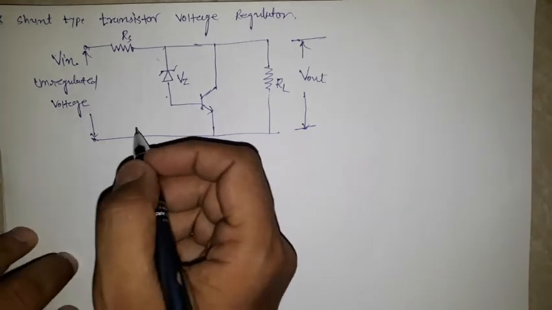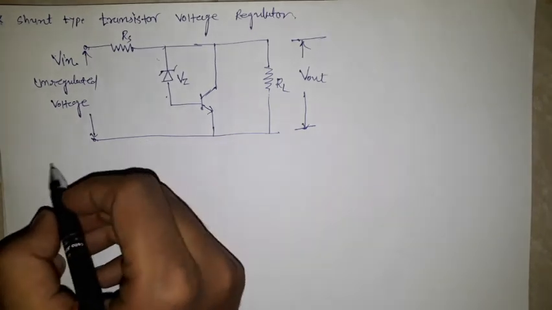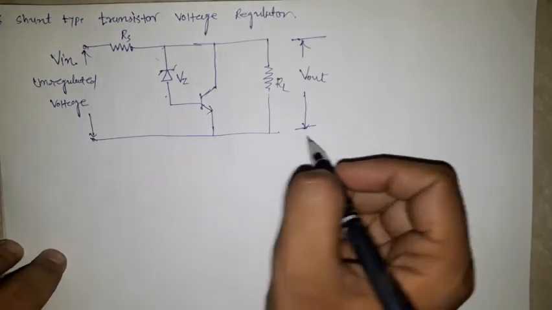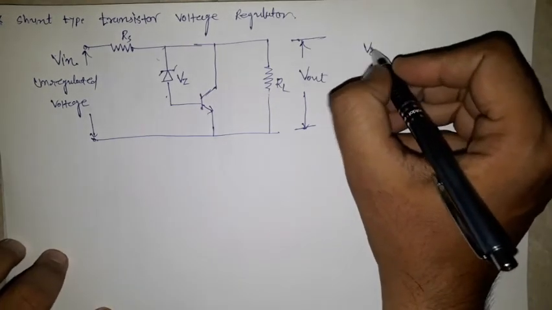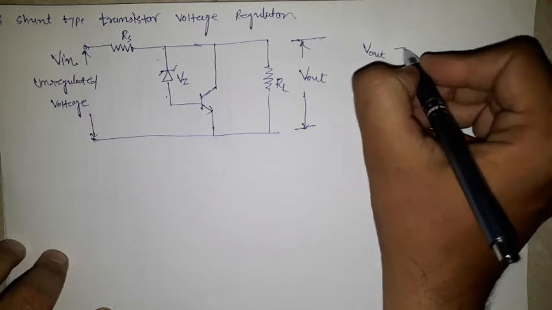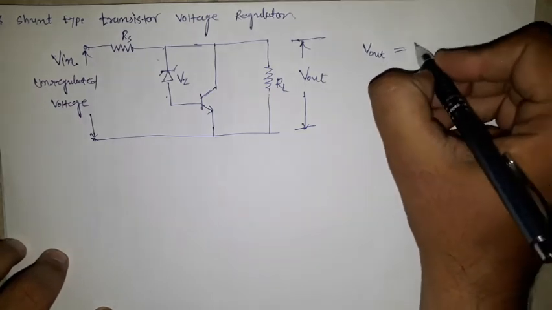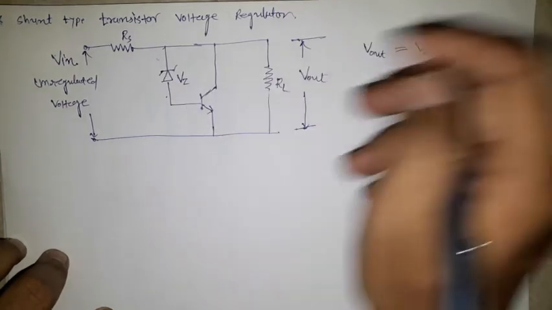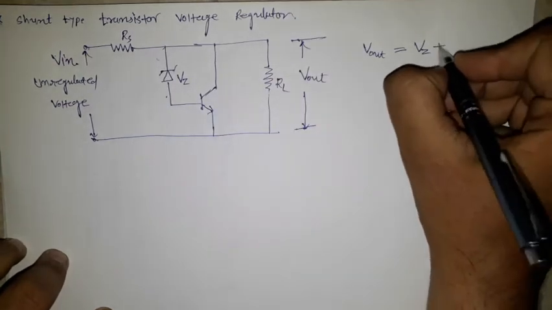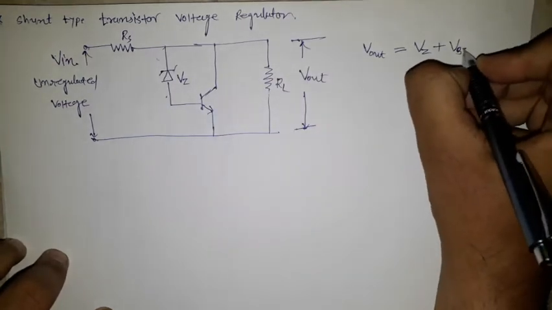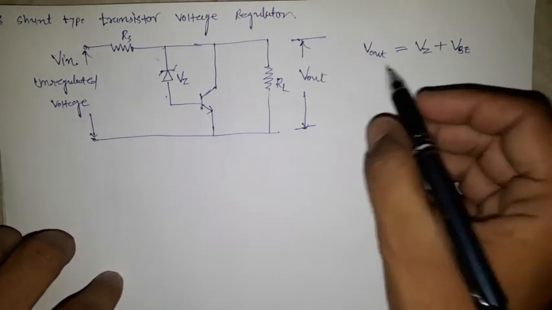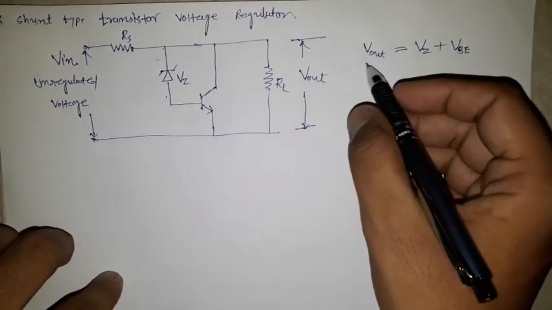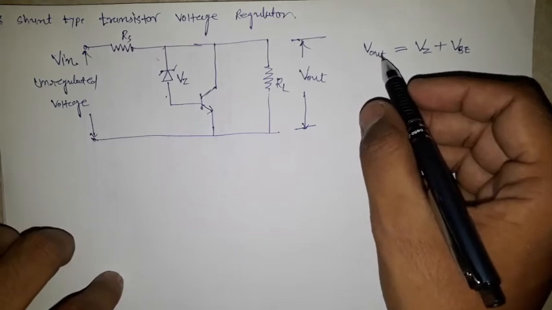With this shunt regulator, what will be the load voltage? Load voltage means V out is equal to Vz, it means Zener voltage, plus the base emitter voltage of the transistor, it means VBE. So this way we can find the output voltage.